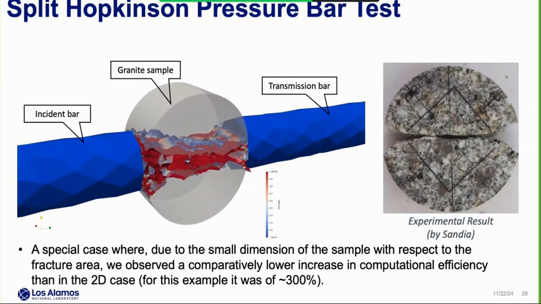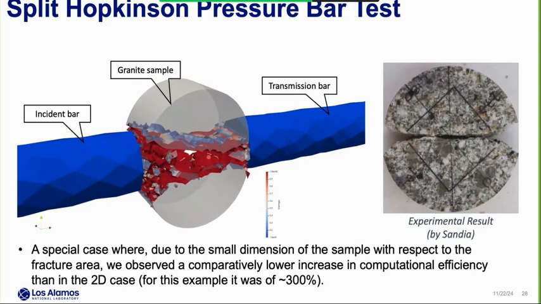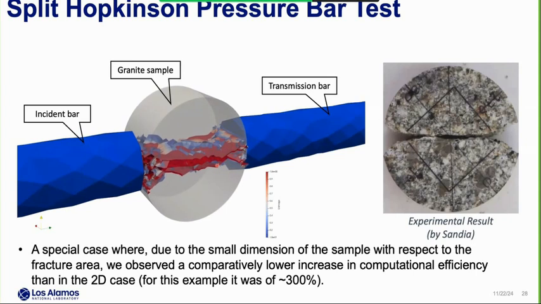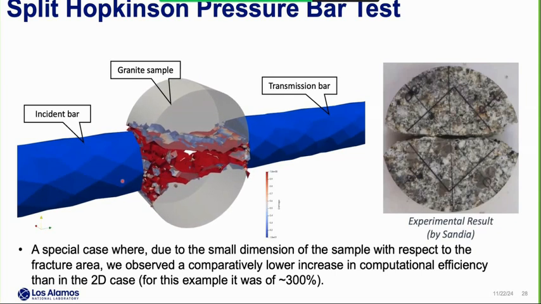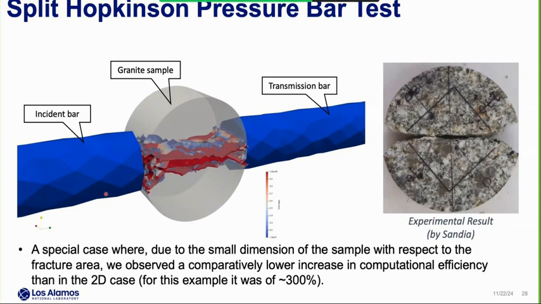Those two triangular zones were dominated by mode 2, and the middle of the block is dominated by mode 1. We also compared some data between the simulation results and the experimental results. Basically, we recorded the velocity time history at some points in those two bars, and then we compared our simulation results against the experimental results, and we got a very good match for the velocity time history as well.